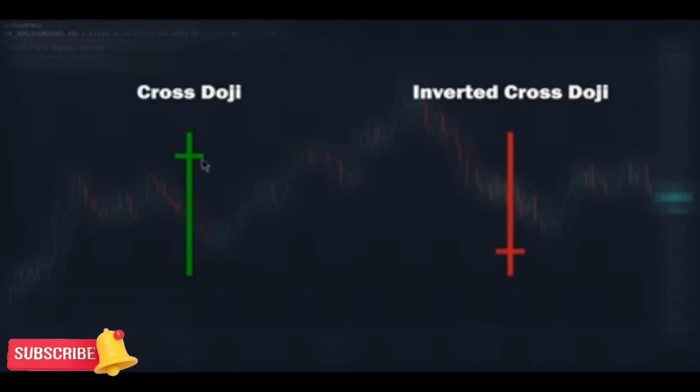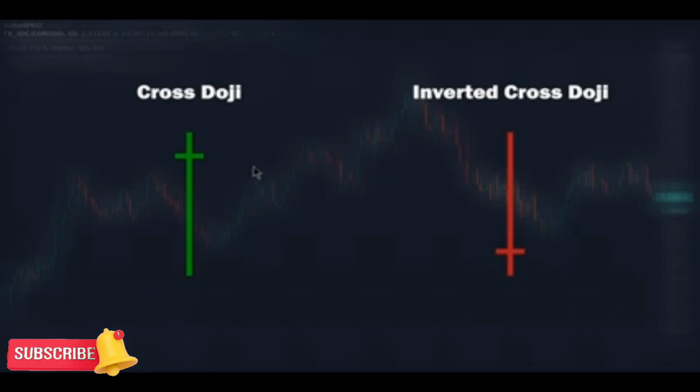Cross doji is similar to hammer and hanging man, and inverted cross doji is similar to inverted hammer and shooting star. The only difference is that here in cross doji and inverted cross doji, the open and close are approximately equal, and we don't have any activity between open and close, which shows greater amount of indecision. So cross doji and inverted cross doji are more significant in giving any possibilities for changing in the direction of the price, and they can be considered the ideal version of those candles.